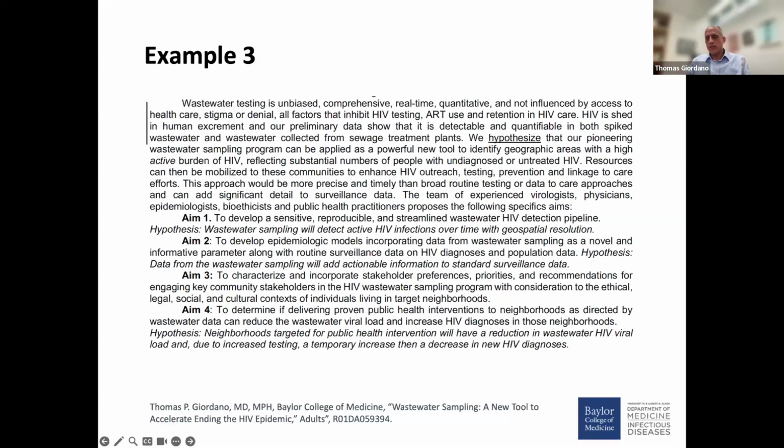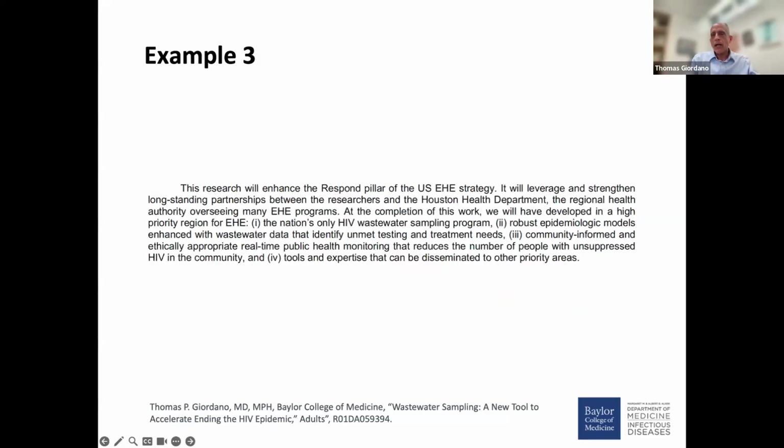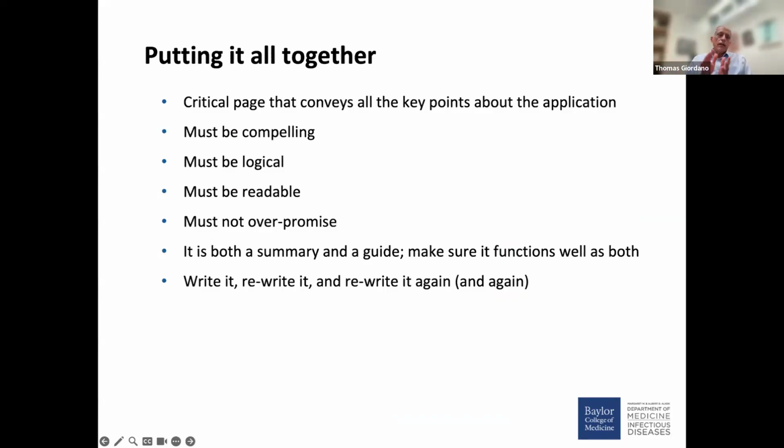We actually have 4 aims in this project, which is unusual, but each aim is not dependent on the prior ones. And we included one that's public facing, ethics and stuff. So that's that example. And then I summarize how we're going to do this and what the impact's going to be. So putting it all together, the specific aims page is just a critical page.